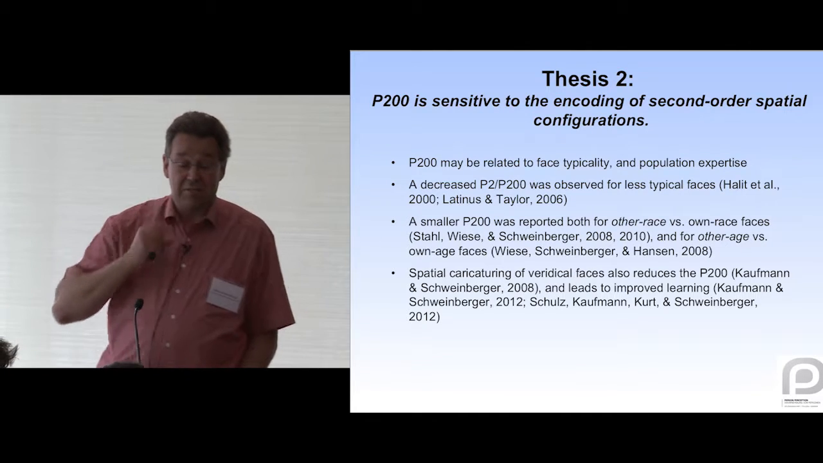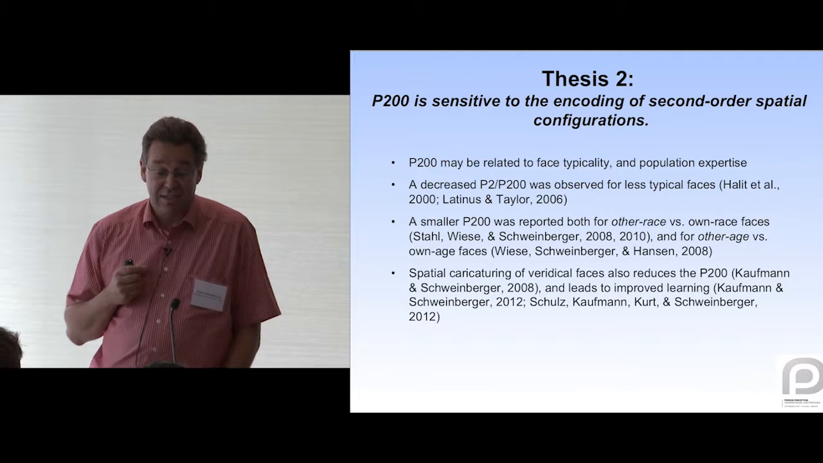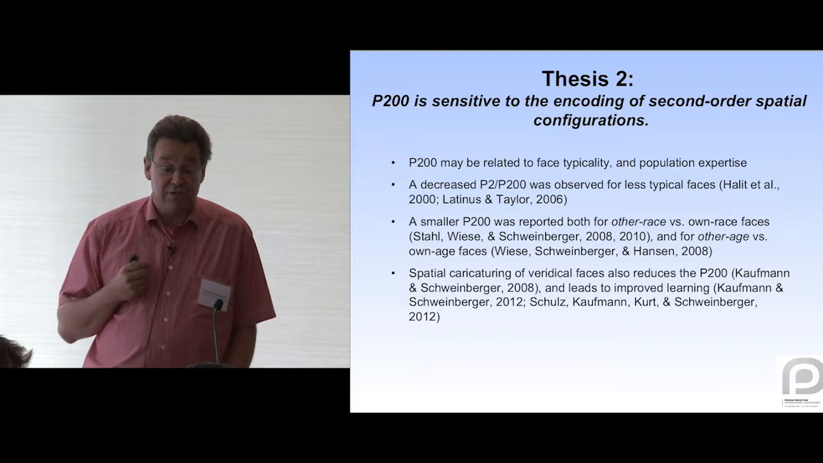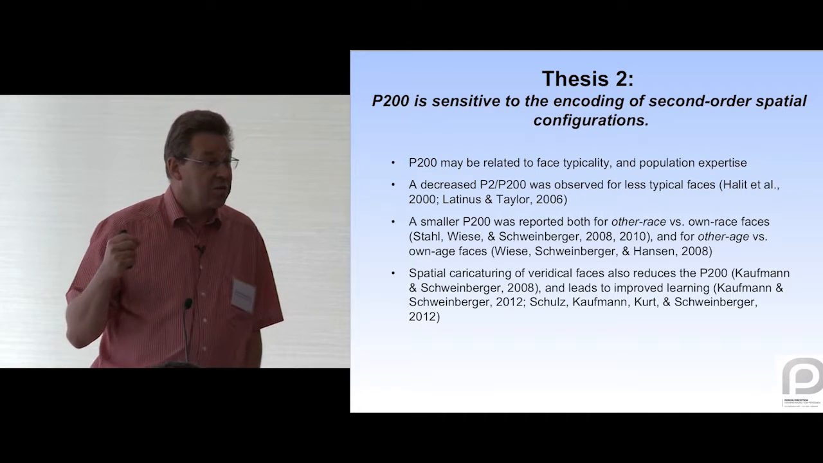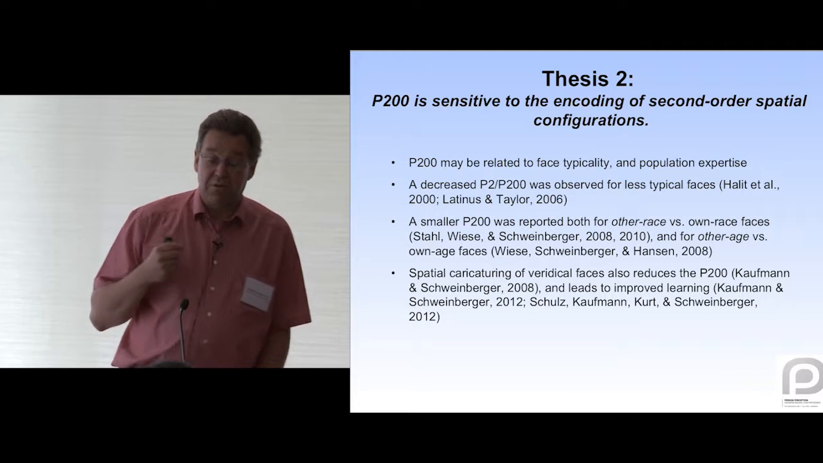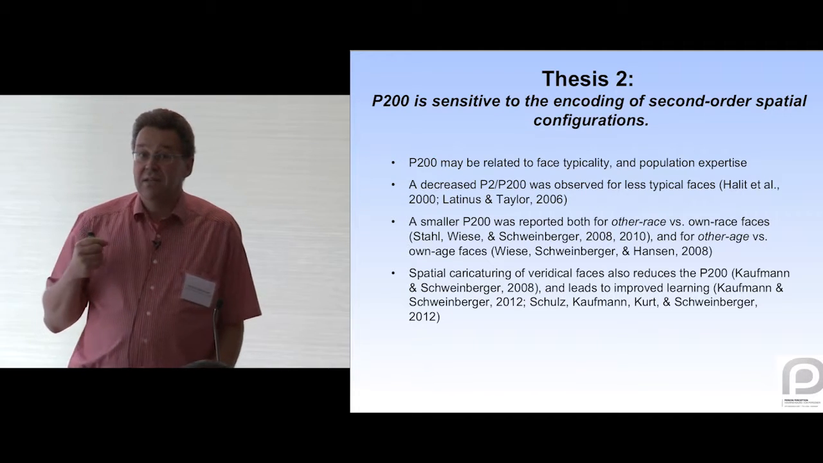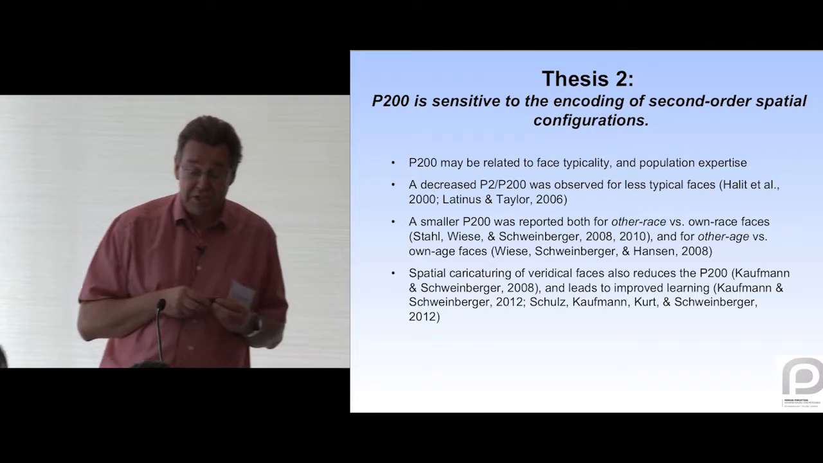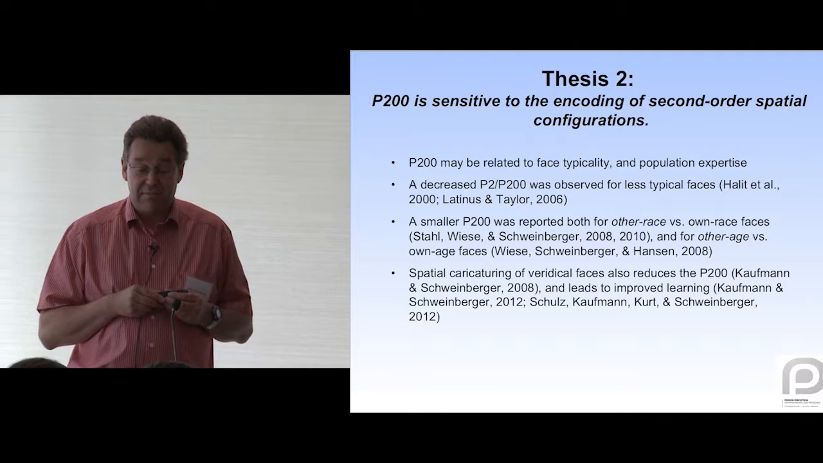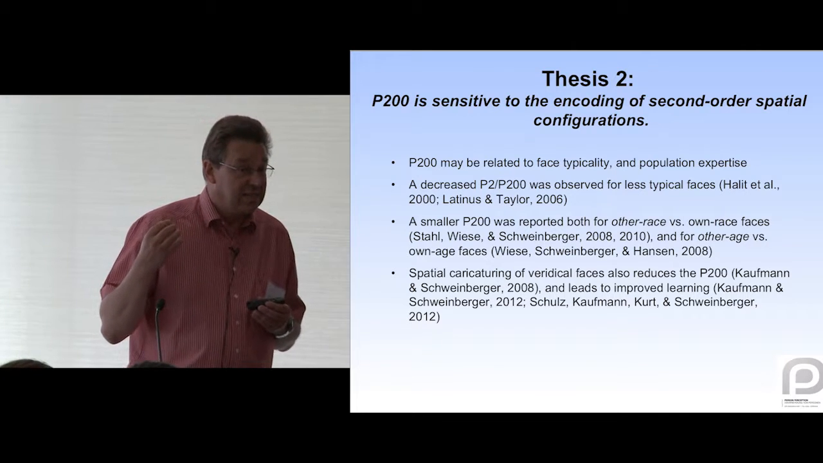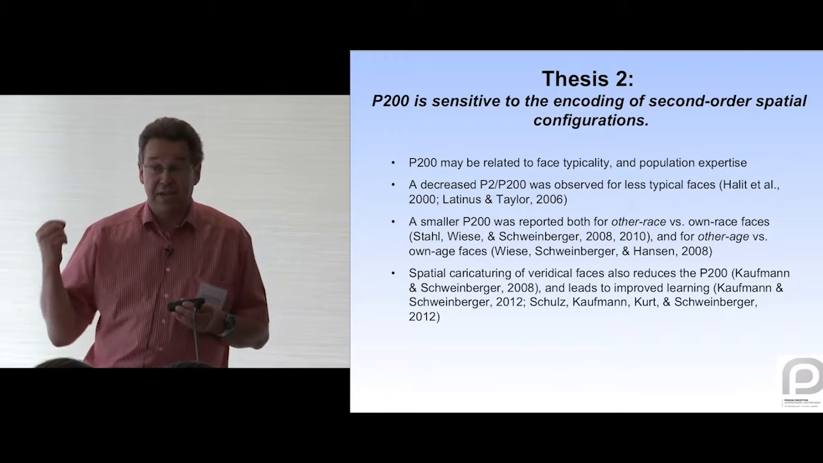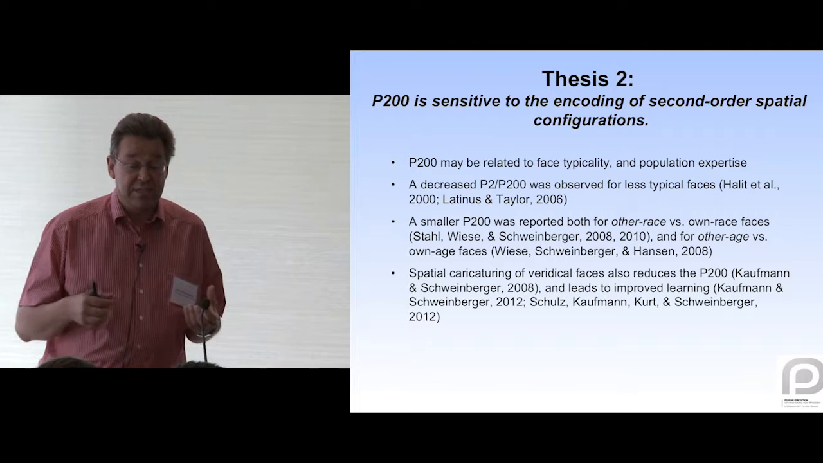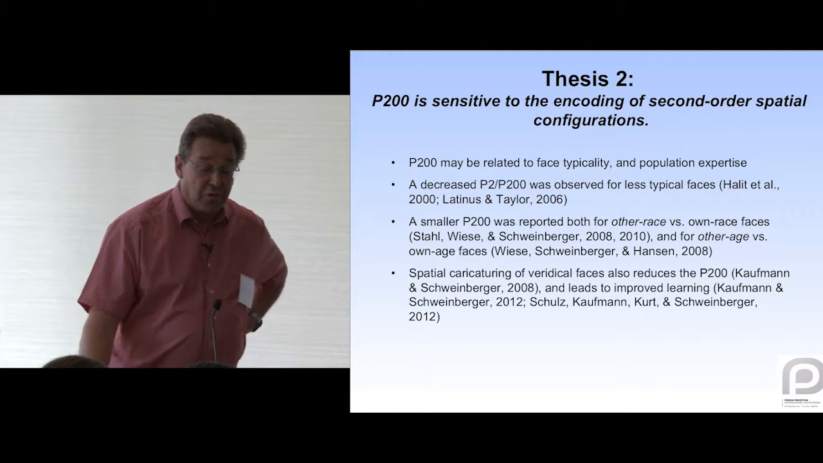Okay, with that I stop on the N170 and I move on to my second thesis, which is that the subsequent occipitotemporal P200 component is sensitive to the encoding of second-order spatial configurations. Now, the term second-order spatial configurations refers to the relative metric distances between features of faces, and put more specifically, my thesis is that the P200 is actually sensitive to the deviation of a face's second-order spatial configuration from that of a prototypical face, in other words, to our individual perceptual norm.